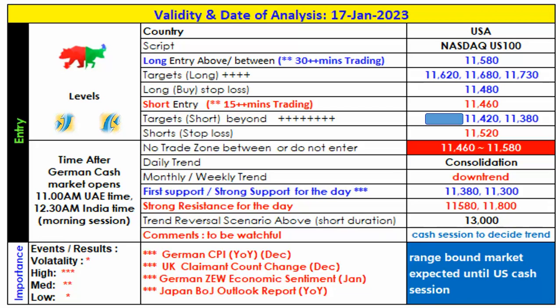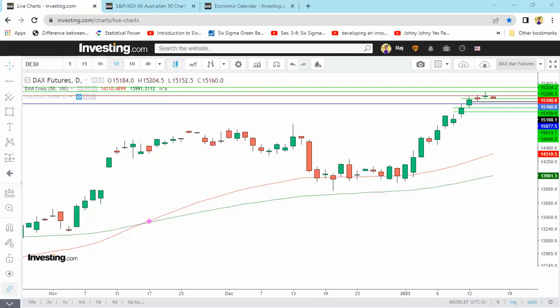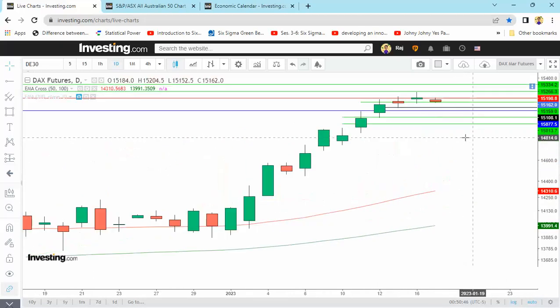Let's look at the DAX. Okay, so we are in the DAX daily chart. As I had expected yesterday, I clearly said that the markets were overbought and we could see some retracement, and it has done so, and most of the targets were met on the DAX. Now let's see what the story is for the day.